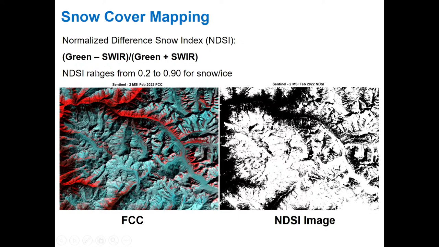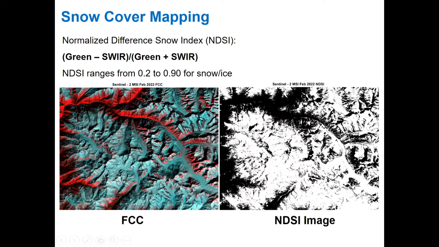So why are we using green and SWIR? We have noticed in the earlier slides that in the green region the snow reflects highest, and in the SWIR region snow reflects much less as compared to green, and the cloud has more reflectance in SWIR as well. So we are able to discriminate cloud and snow in these two bands.